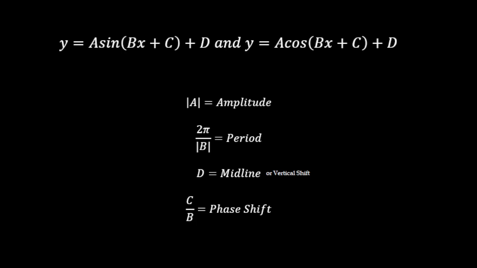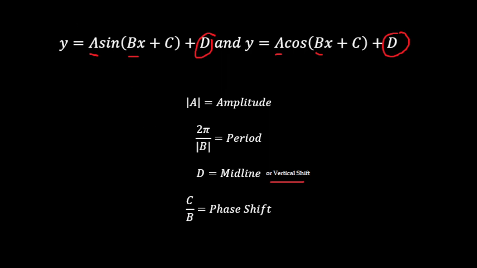Now we can see in this general format ng sine and cosine function, ang ating amplitude will be the a or the value to the left ng ating trigonometric ratio or trigonometric value. Then the period will always be the 2 pi over b. Ito yung b natin. And the d is the midline or the vertical shift. D, ito yung ating vertical shift or ang midline.